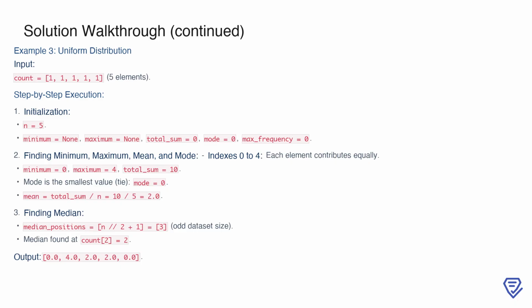The mode is set to 0, as all values have the same frequency, and we select the smallest value in case of a tie. The mean is calculated as 10 divided by 5, yielding 2.0. For the median, the dataset size is odd, so the median position is the middle element, which corresponds to index 2. Thus, the median is 2. The output for this dataset is 0.0, 4.0, 2.0, 2.0, 0.0, giving the minimum, maximum, mean, median, and mode.